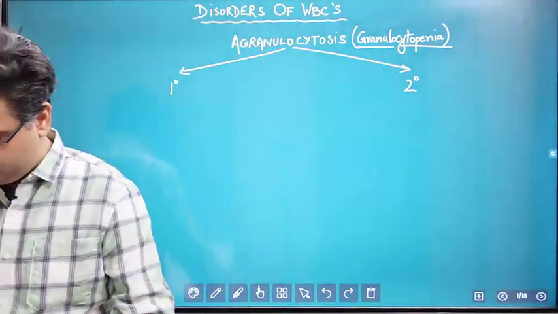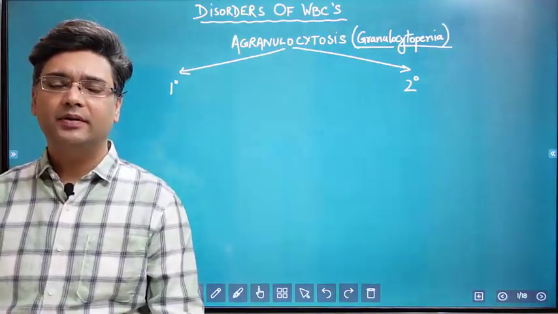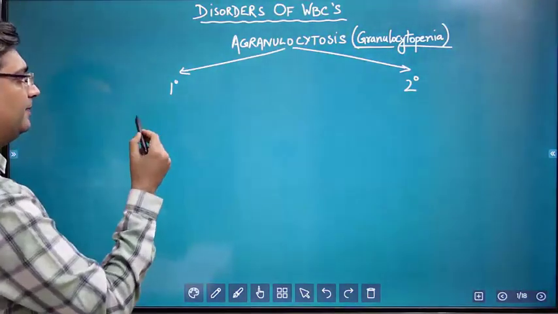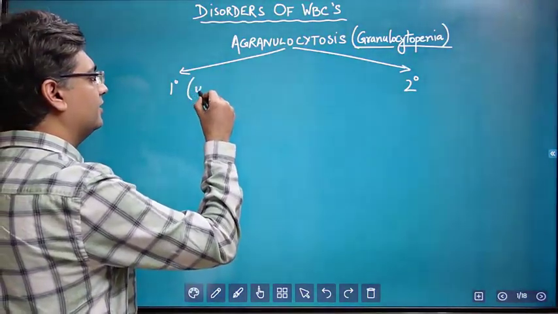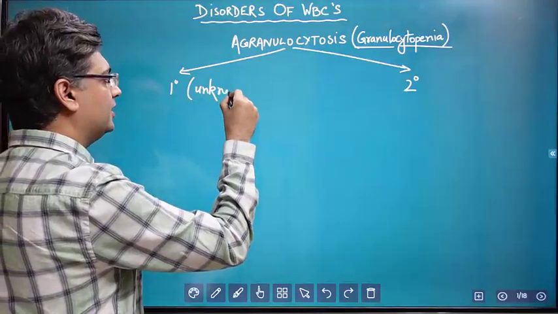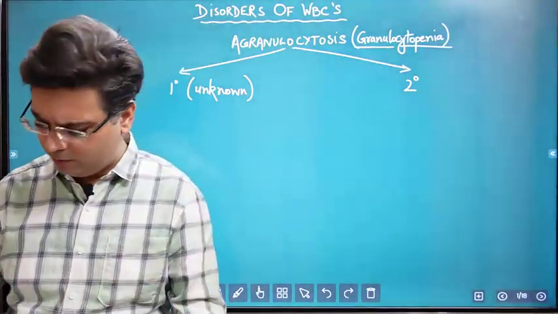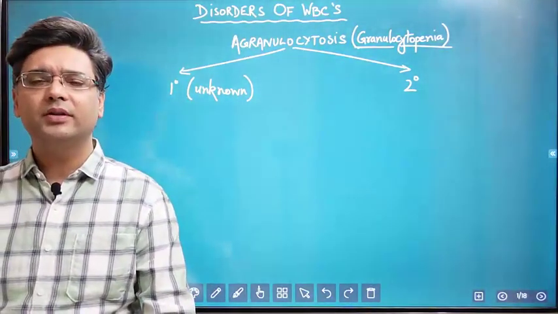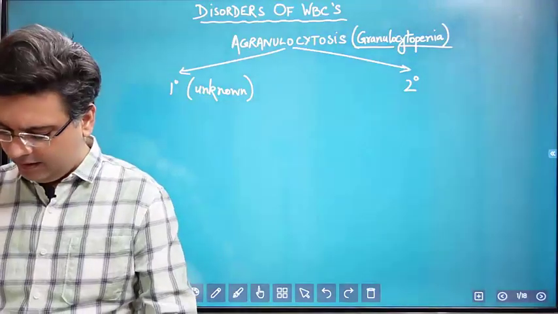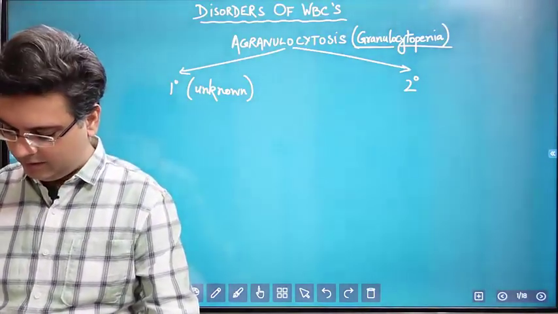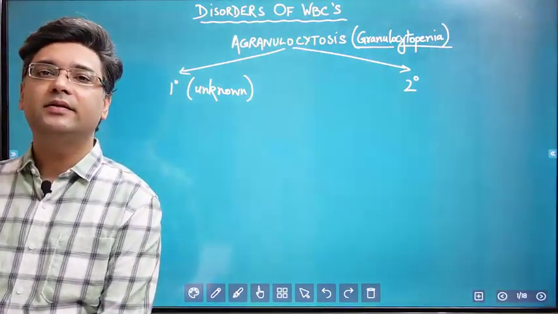Now granulocytopenia is of two types. We can see it is primary and it is secondary. The primary cause of granulocytopenia is unknown, and we still do not know exactly what the cause is. If we talk about the secondary one, then the cause is basically recognized.